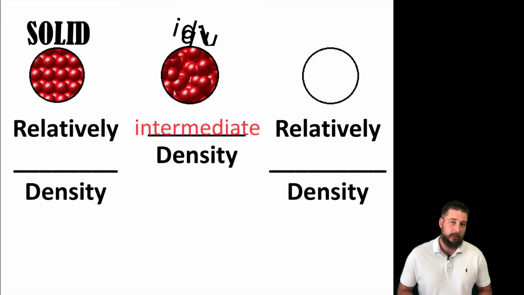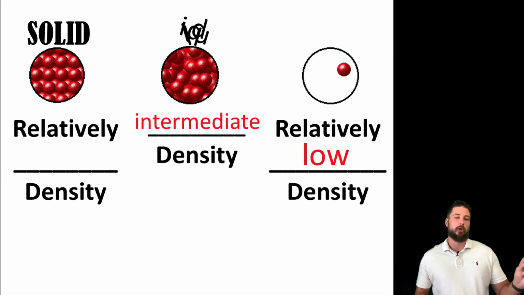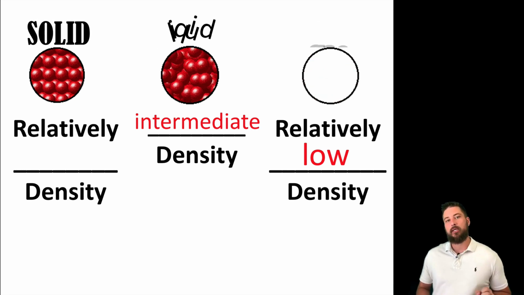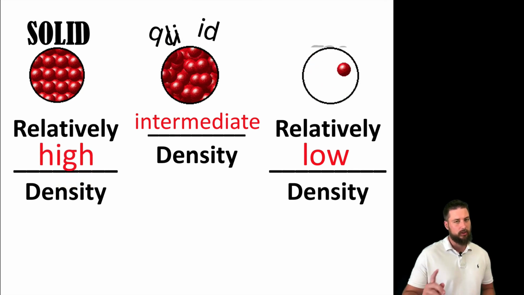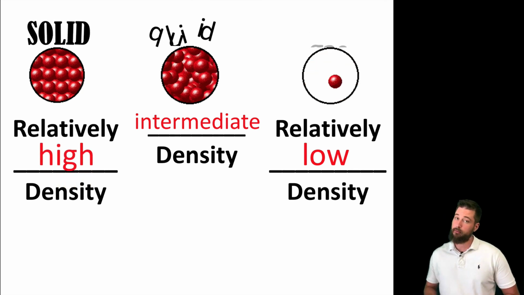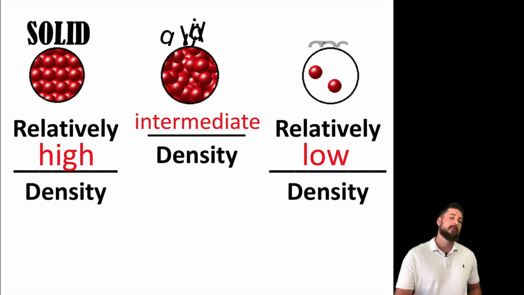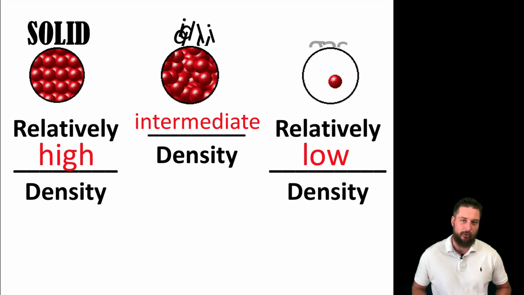Now let's talk about density. We're going to learn a little bit later what exactly density is, but it's how compact a material is, and solids tend to have a very high density. Now, there are some exceptions, and we'll learn that later, but for the most part, solids are more dense than liquids. Liquids have an intermediate density, and then gases have a very low density.